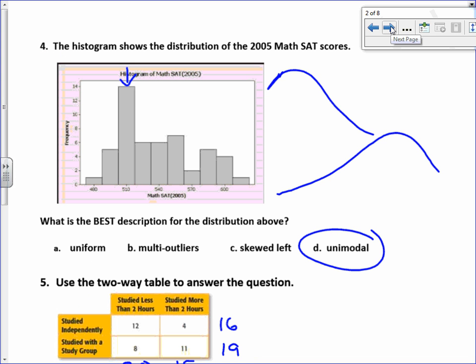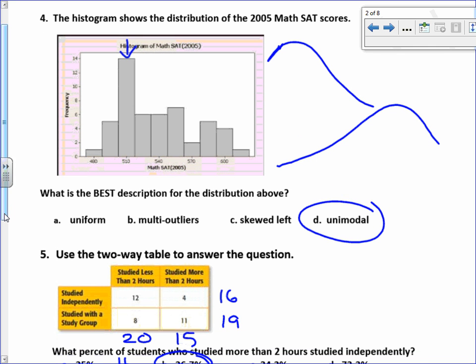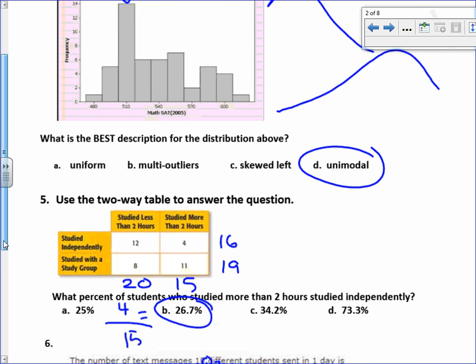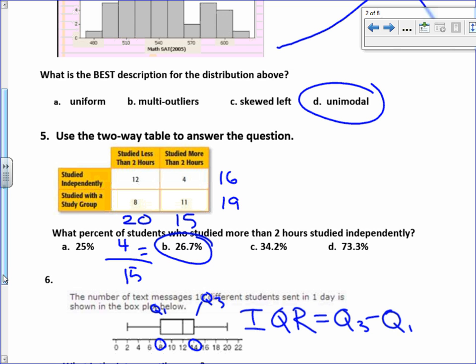All right. So, forgot to clear this page out. So, for number 4, some people did choose skewed left for this one. Skewed left means that most of the data is going to be clumped over here. And so this wasn't really skewed left. This was unimodal. It had that one peak right there. It could seem a little subjective, but the answer was D. Any questions about that?